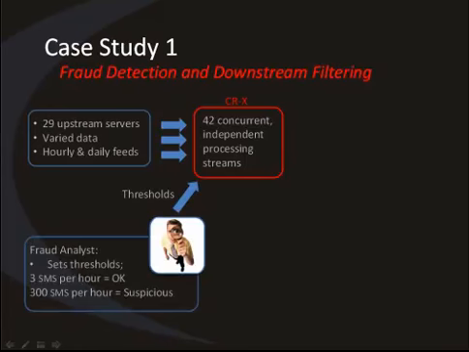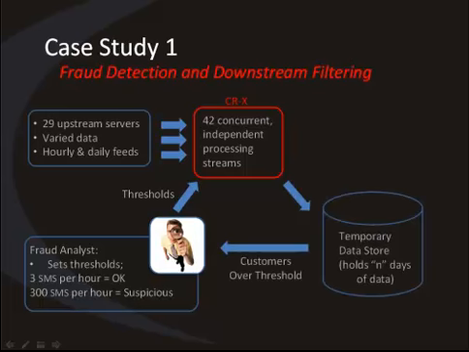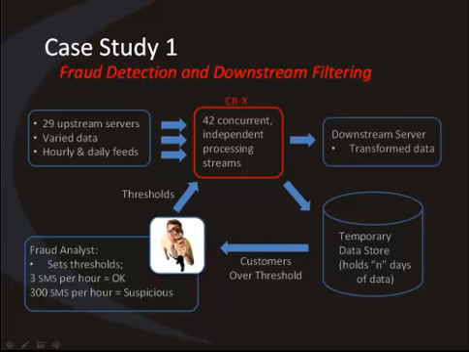In the meantime, fraud analysts have set thresholds within an Oracle database to monitor telephone SMS activity. 3 SMSs per hour may be considered normal behavior, whereas 300 SMSs per hour are to be considered suspicious and should be reported. CRX interrogates the Oracle thresholds, and when suspicious activity is detected, CRX forwards the matching account details to the fraud analyst. At the same time, CRX continually filters the data to reduce the volume and transforms it to provide a suitable format for a downstream server.